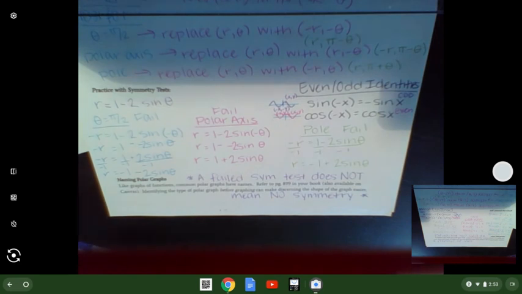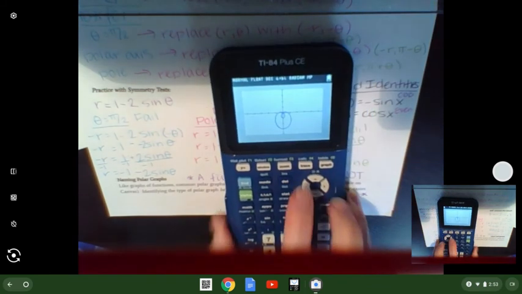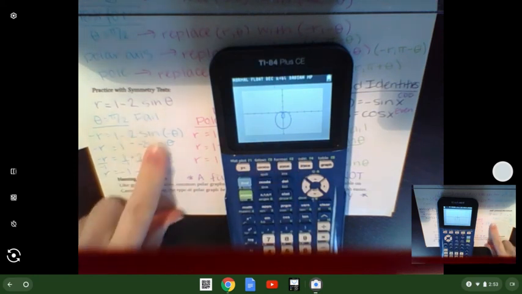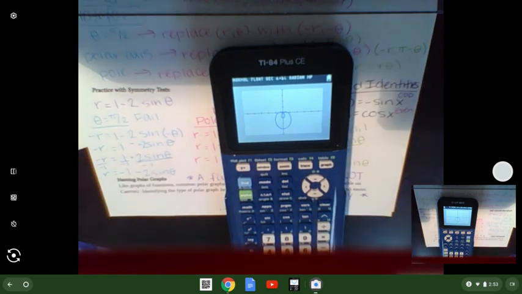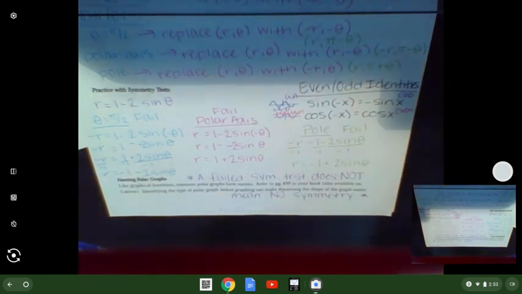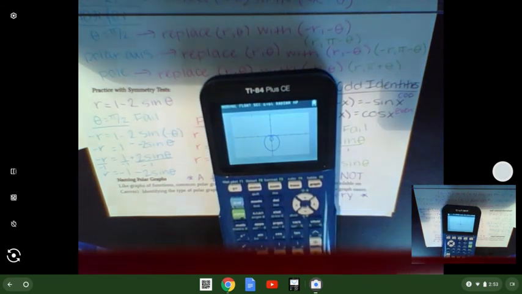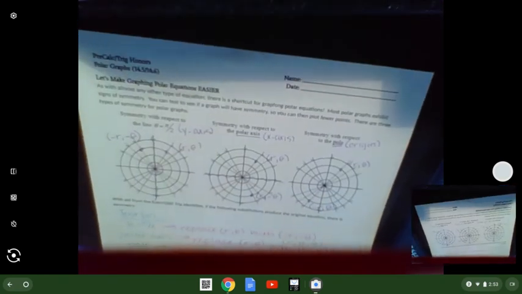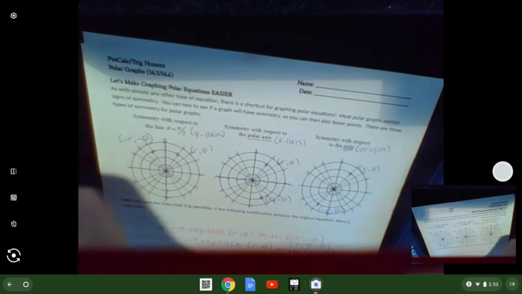So if I used my graphing calculator to actually graph 1 minus 2 sine theta, we have a limaçon with an inner loop, and you can easily see on that graph that we have symmetry with respect to the line theta equals pi over 2, yet we happen to fail that test. Again, a failed symmetry test does not mean no symmetry. It just means your life could be made easier had we actually passed it. So you may be saying, can we do one where we actually pass the symmetry test? I say yes, let's go ahead and do that.